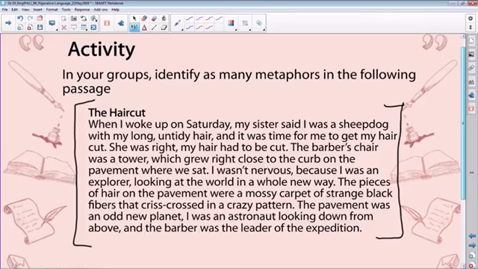She was right. My hair had to be cut. The barber's chair was a tower which grew right close to the curb on the pavement where we sat. I wasn't nervous because I was an explorer, looking at the world in a whole new way. The pieces of hair on the pavement were a mossy carpet of strange black fibers that crisscrossed in a crazy pattern. The pavement was an odd new planet. I was the astronaut looking down from above, and the barber was the leader of the expedition.